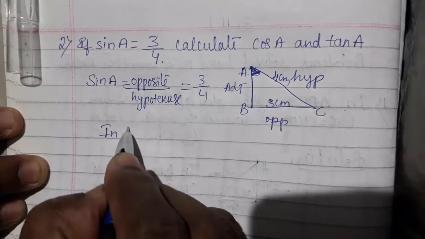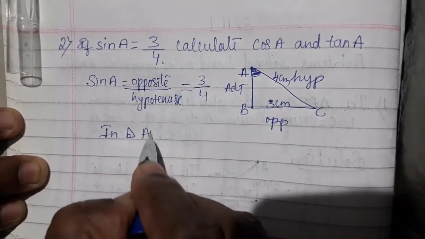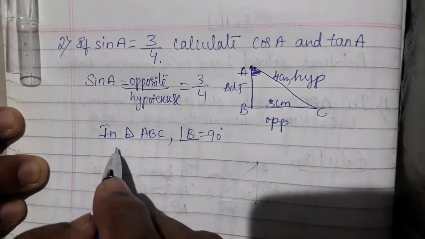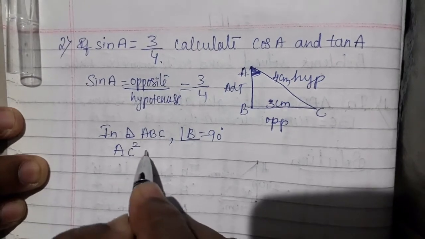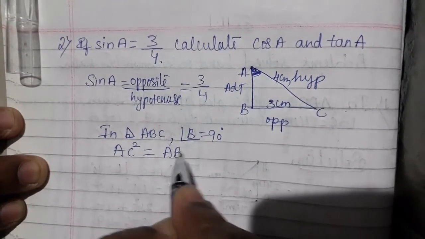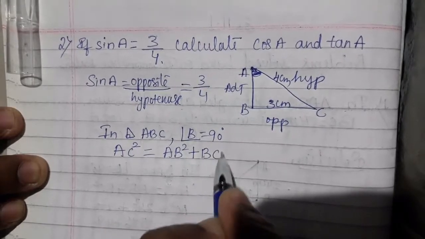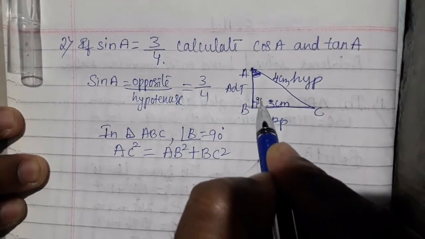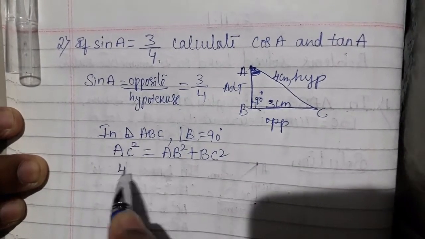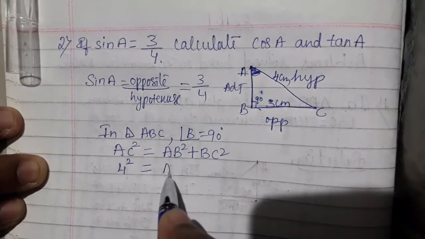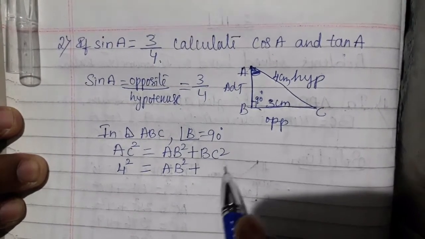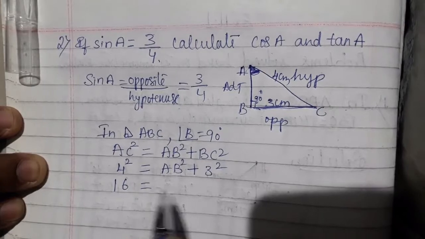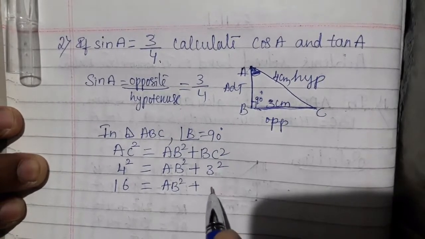Again I have to use Pythagoras theorem. In triangle ABC, angle B is equal to 90 degrees. According to Pythagoras theorem, the square on the hypotenuse AC square is equal to the sum of the squares on the remaining two sides of the triangle, that is AB square plus BC square. So what is AC square? 4 square. What is AB square? I have to find it. BC square is 3 square. 4 square is 16, 3 square is 9.